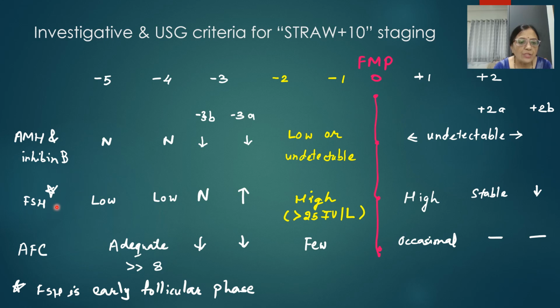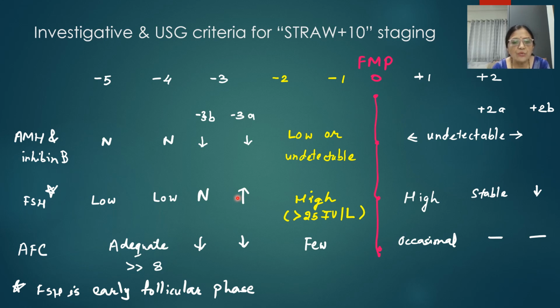What is happening to FSH? Now FSH is measured in the early follicular phase, from day 2 to day 5 of the menstrual cycle. FSH is low in the early reproductive and the peak reproductive phase, that is -5, -4. It is normal in the initial part of the late reproductive phase, that is -3B. But it starts rising towards the end of the late reproductive phase, which is called -3A. So that is why there is a difference between these two, -3B and -3A. The main change is that FSH starts rising in -3A.